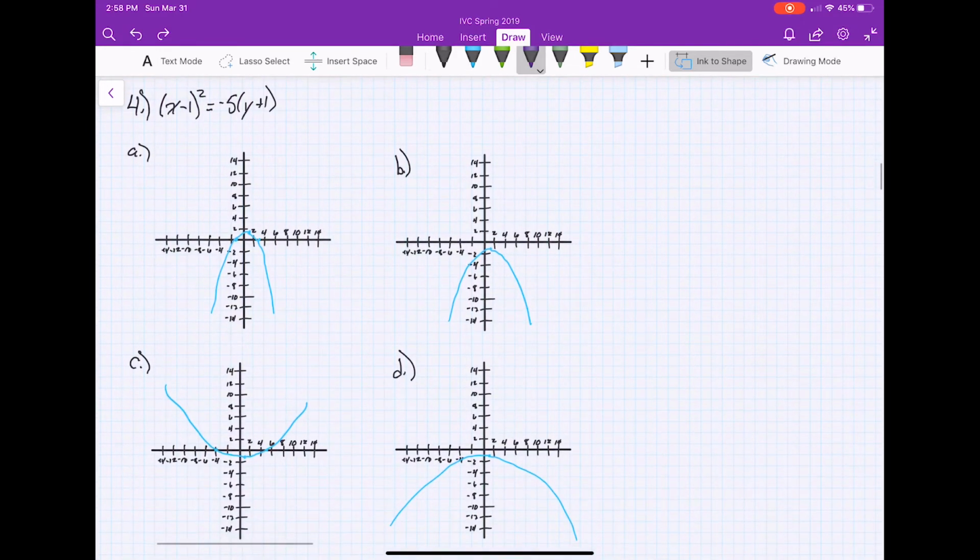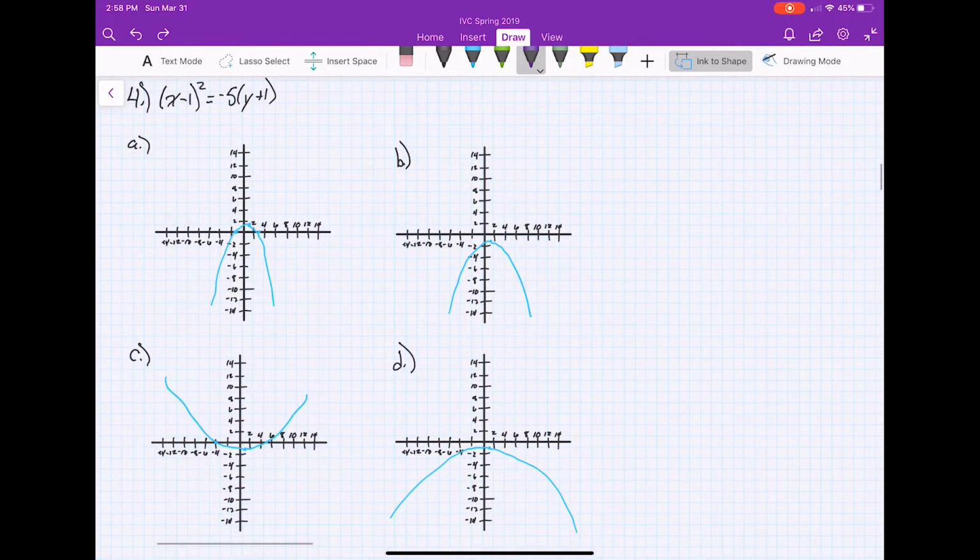All right, so for number 4, we do the same thing. We also notice we have this negative sign. That means it's opening down, so we can automatically eliminate C. So our parabola opens down.